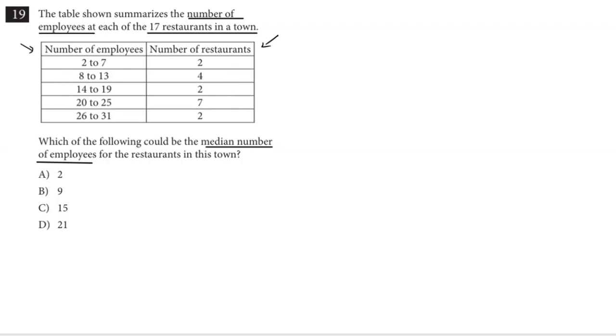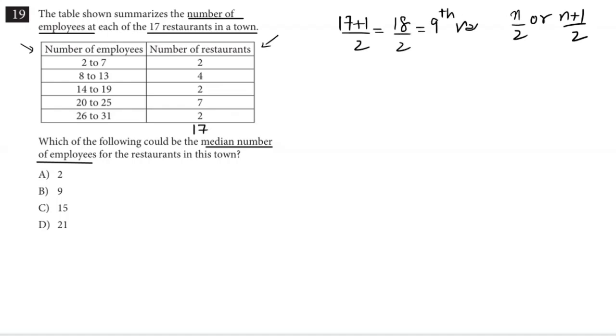So what do we do? How do you get the median? First of all, look at the total number of restaurants. There are 17. This is odd. You can either do n over 2 or n plus 1 divided by 2, depending on even and odd. So I'm going to do 17 plus 1 divided by 2. I'm trying to get the middle value. So 18 divided by 2. It's going to be the ninth value I'm looking for.